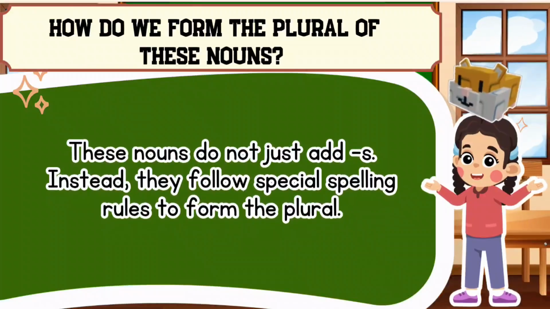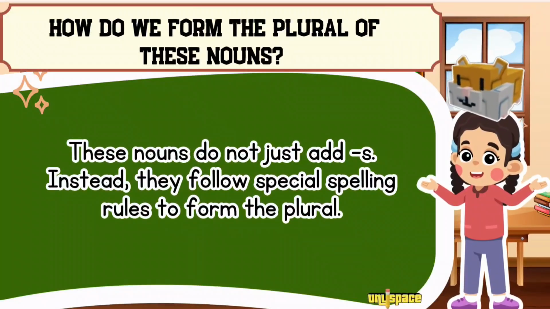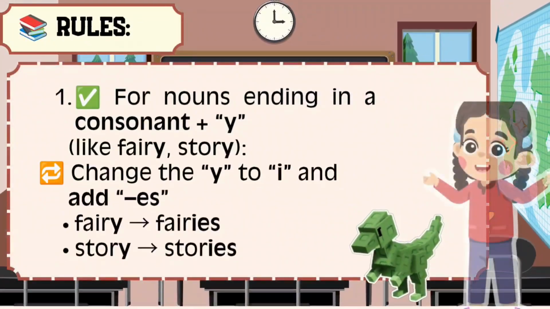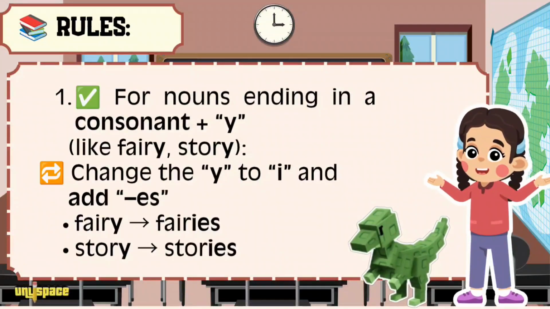Do we just add S like we usually do? Not this time. These nouns follow some special rules. Let me show you how. First, for words like fairy and story, they end with a consonant plus Y. We change the Y to I and add ES. That's why fairy becomes fairies and story becomes stories.